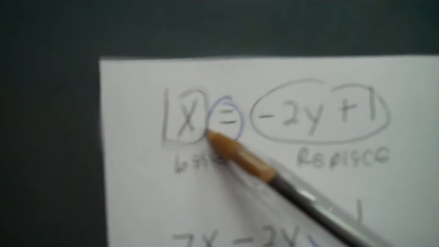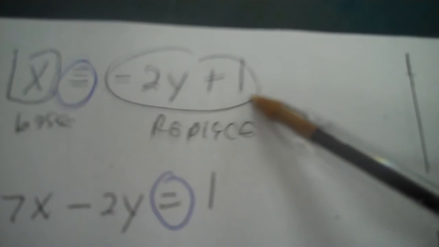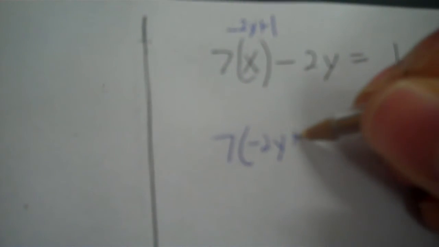Now whatever letter is my base is going to have a parentheses around it, the x, okay? So x. Up above this x, I want you to just put negative 2y plus 1, whatever's in the replace circle. So just copy down whatever's in the replace circle, negative 2y plus 1. Now I want you to write that into an equation. So you have 7, then you have a parentheses, but instead of x, you're going to put in negative 2y plus 1. That's what replace means. Replace the x with negative 2y plus 1.